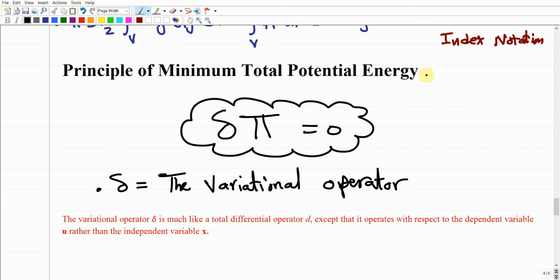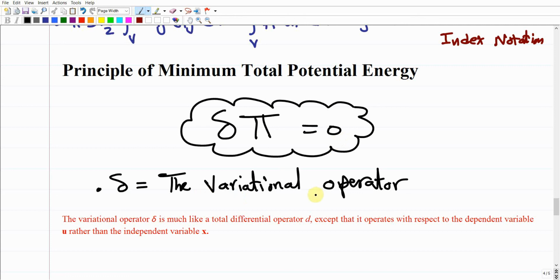For the dynamics, the other conjugate principle is Hamilton's principle, which is equivalent to this principle of minimum total potential energy, but for the dynamical behavior of elastic continua. But here, since we are working on a static case, we are discussing the principle of minimum total potential energy. Like we have to do minimization. This delta, the variational operator of Pi, which is the total potential energy, should equal 0.